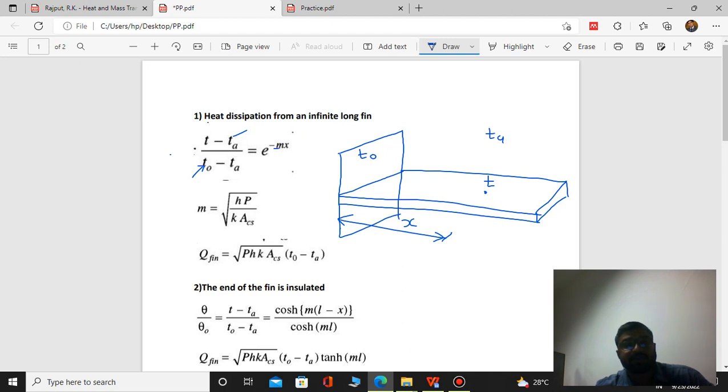What is m and what is x? x I told you. Now m is unknown. You do not know m, but the formula for m would be the square root of hP divided by A cross-section into k. This is the formula. Now what is h, that we know. What is k, that we know. What is area of cross section, that we know. Area of cross section means suppose this is the area we will have to consider.